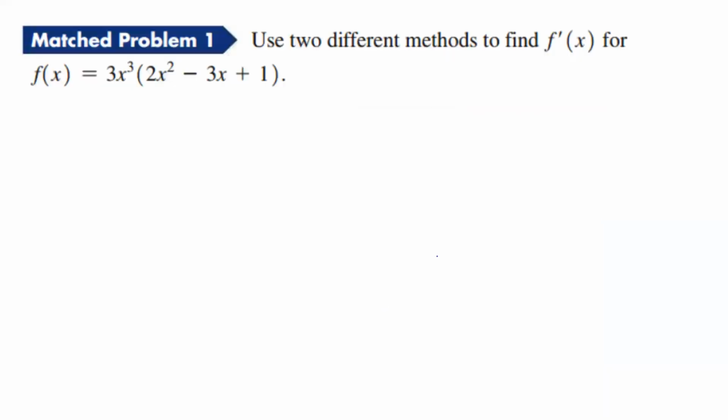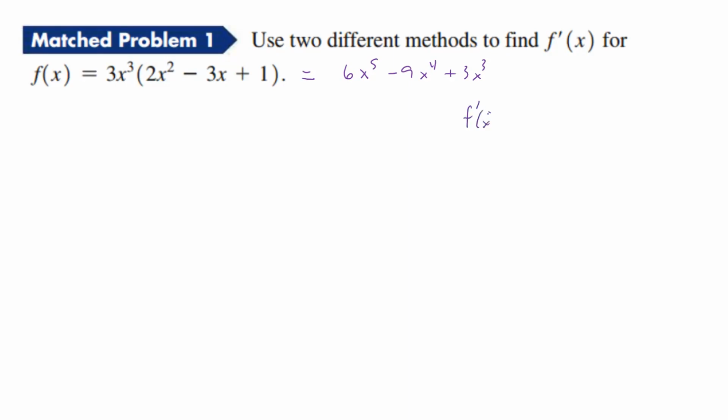Okay, so we want to use two different methods to find the derivative for the function f of x equals 3x cubed times 2x squared minus 3x plus 1. All right, so first things first, let's do the easy way. Well, first off, the easy way is going to be simply multiplying this out first. So we'll take 3 times 2, we'll get 6, and x times that, we'll get x to the 5th, and then we'll have a minus 9x to the 4th, and then plus a 3x cubed. So we can find that derivative very easily.